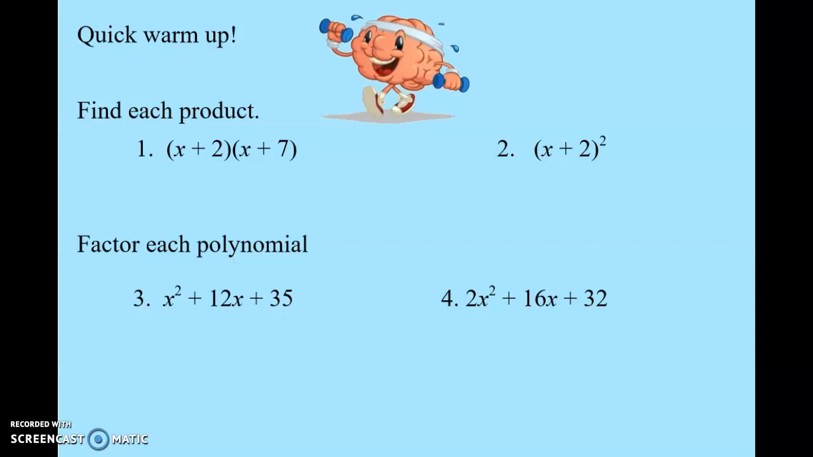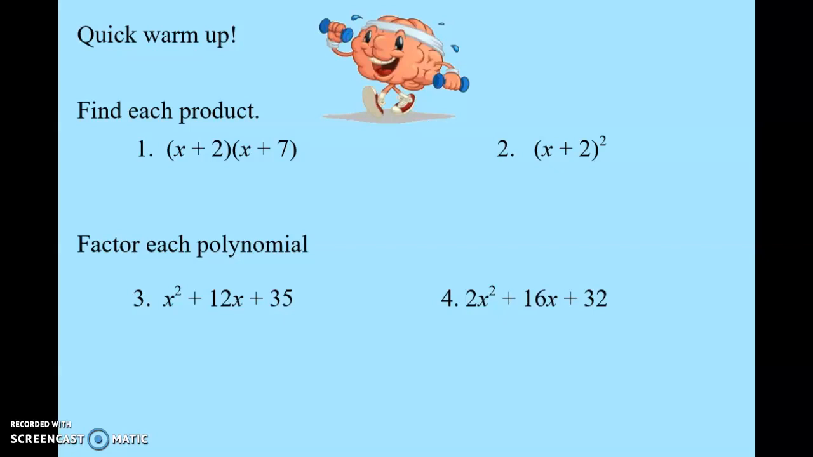So question number 1, the quantity x plus 2 times the quantity x plus 7. What is that product? Question number 2, the quantity x plus 2 squared. What would that be as a polynomial? Don't forget what that squared means on the outside.